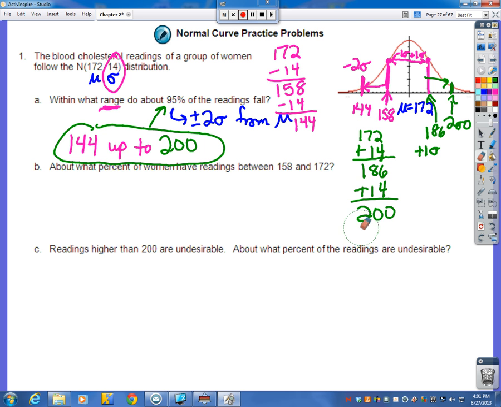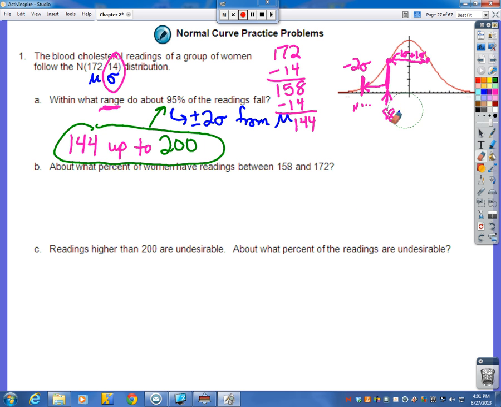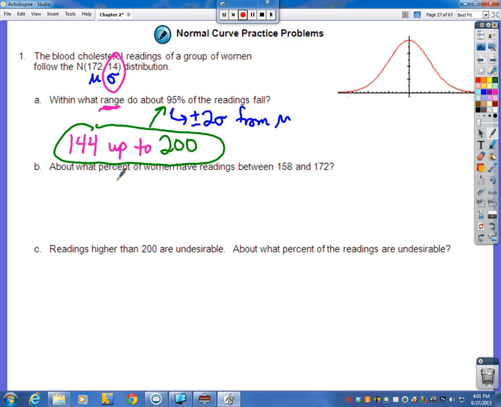All right, let's try another one here. So I'm going to erase all this. I know I only put one normal distribution there on your paper, but you can draw another one real quick. About what percent of women have readings between 158 and 172?